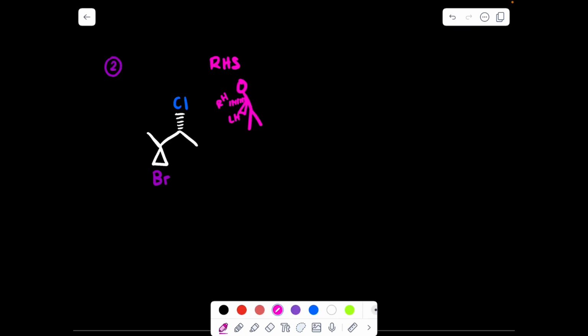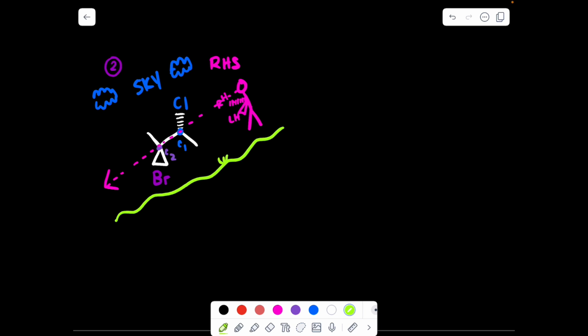So now I must look down the C1, C2 bond axis. So here, the blue carbon would be C1 and the purple carbon would be C2. So let's look down the bond axis. Boom. And we have to pretend we're at the park. So at the park, you have the sky with the pretty clouds. And you got the ground that you were standing on, the grass.